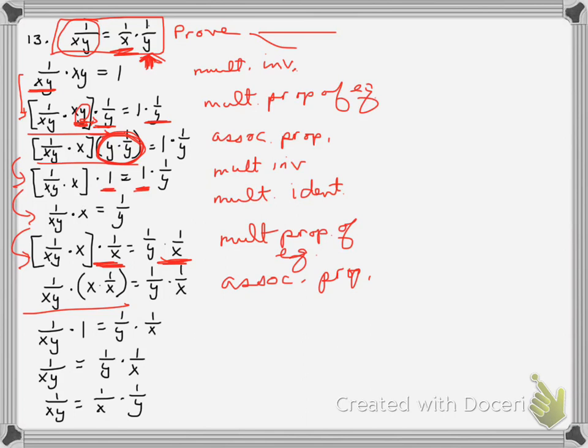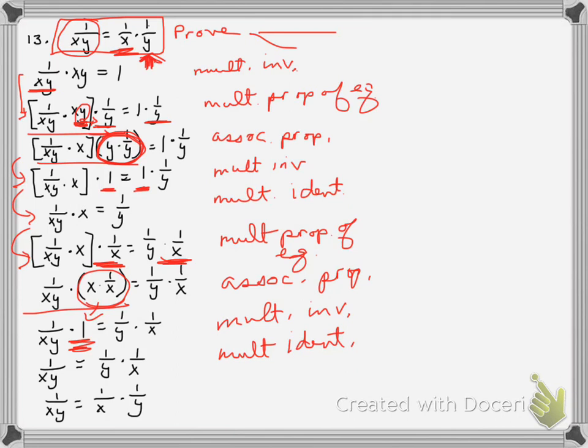Now, what have I done next? I've collapsed this to a 1. What allows me to do that? That's the multiplicative inverse. A number times or a value times its reciprocal equals 1. And what have I done to the next line? I've gotten rid of the 1. That's the multiplicative identity. 1 times anything equals the thing itself.